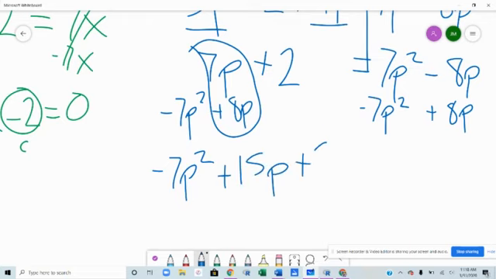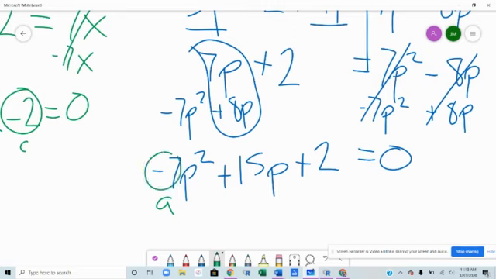The 2 is just going to come down. These are gone and these are gone, equals 0. And then you should be able to identify for me that A is negative 7, B is 15, and C is 2.